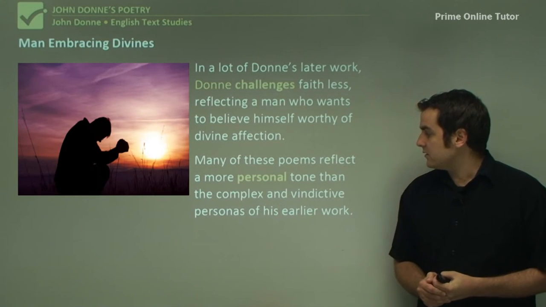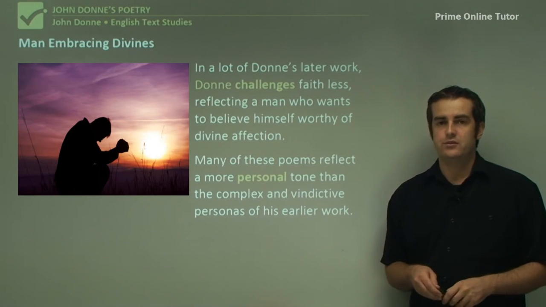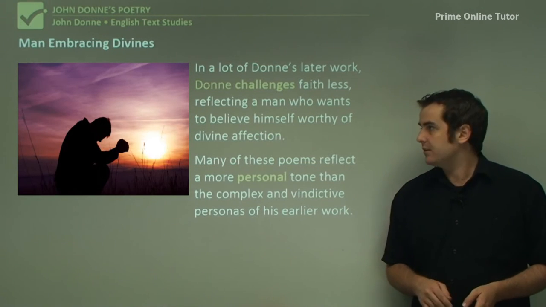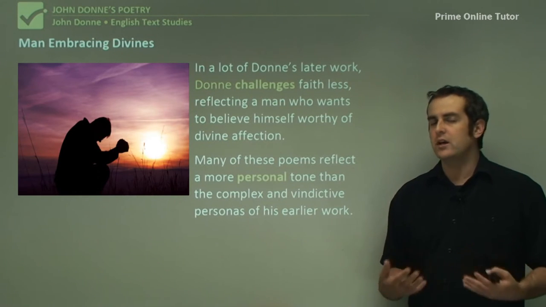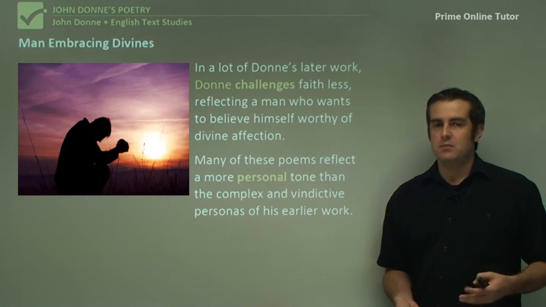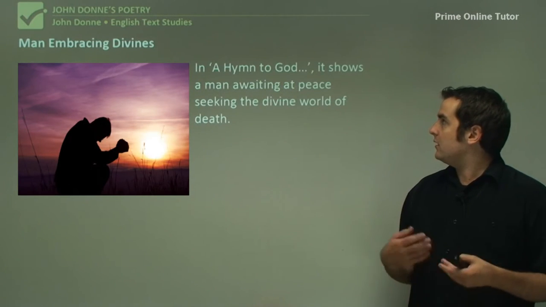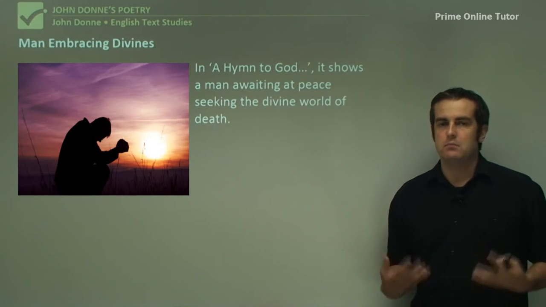You'll certainly find someone who is talking deeply from a personal level. And certainly there's no other way to look at the poem. Certainly you look at it as a persona, but the voice you hear is pretty much Donne's. Now, in A Hymn to My God, as I said, this is a man awaiting peace. This is a man embracing his death.